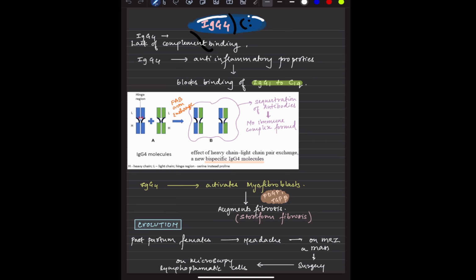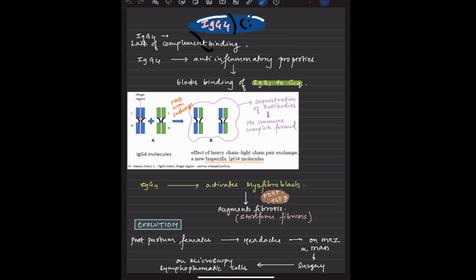Now, what is IgG4 disease? Many of us have come across this terminology, but we haven't diagnosed any condition like this before, until the early 2000s, when people started publishing articles and we got to know about this disease. So this is kind of a new disease, and it has been included in rheumatology. It is actually a lack of complement binding that is seen in this disease.